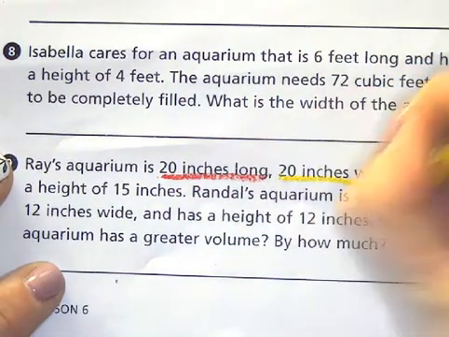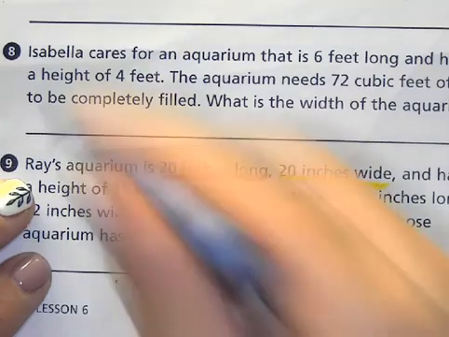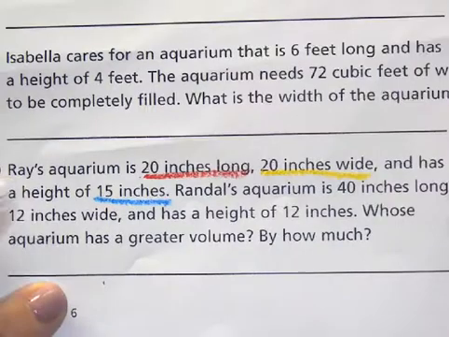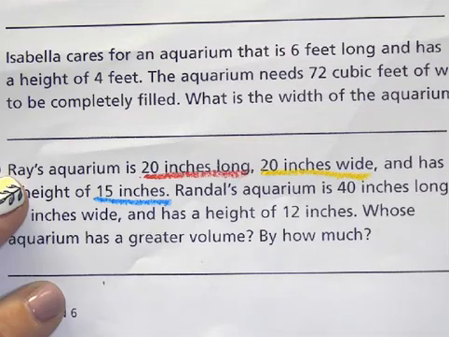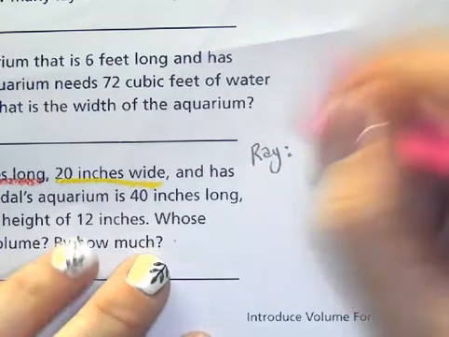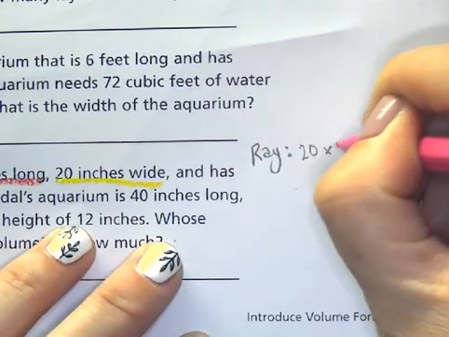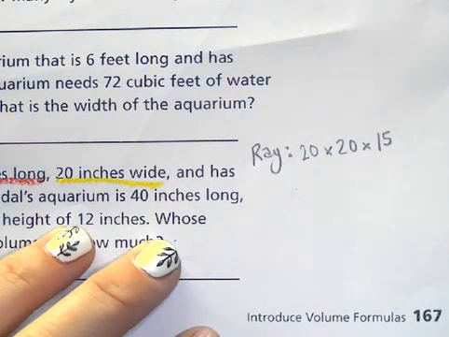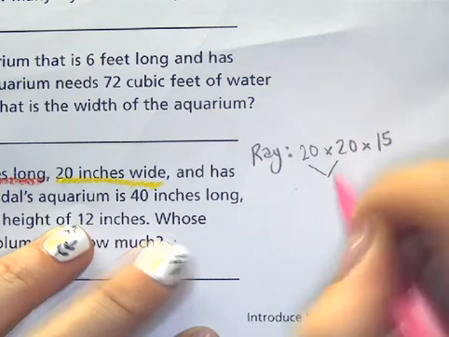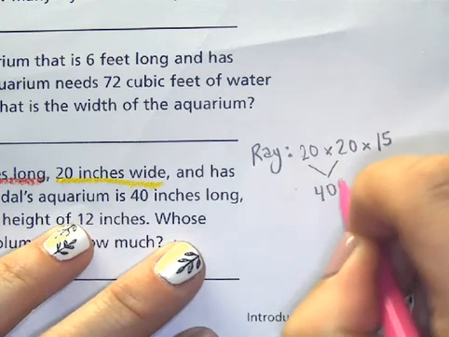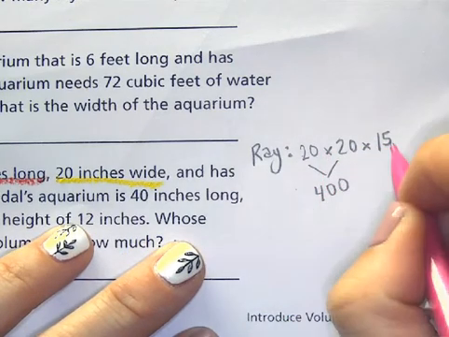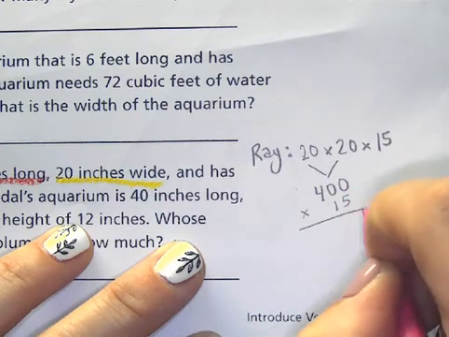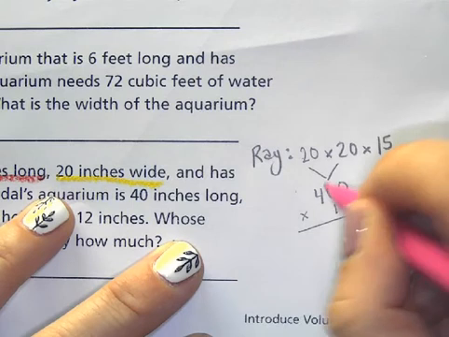Number 9. Ray's aquarium is 20 inches long. Use red. 20 inches wide, and has a height of 15 inches. Let's stop right there. Let's find the volume for Ray. Off to the side, Ray is 20 times 20 times 15. Well, 20 times 20 is 400, and you got to times that by 15.